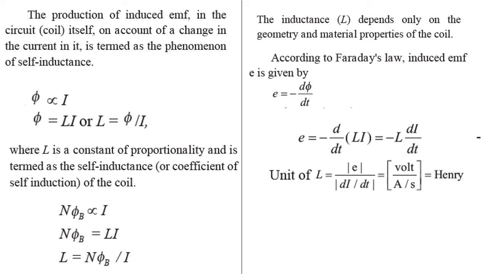According to Faraday's law, E is equal to minus d phi by dt. So if you substitute phi as L times I, we get E is equal to minus L dI by dt. In terms of magnitude, L is equal to mod of E divided by mod of dI by dt. The SI unit of coefficient of self-induction is Henry.